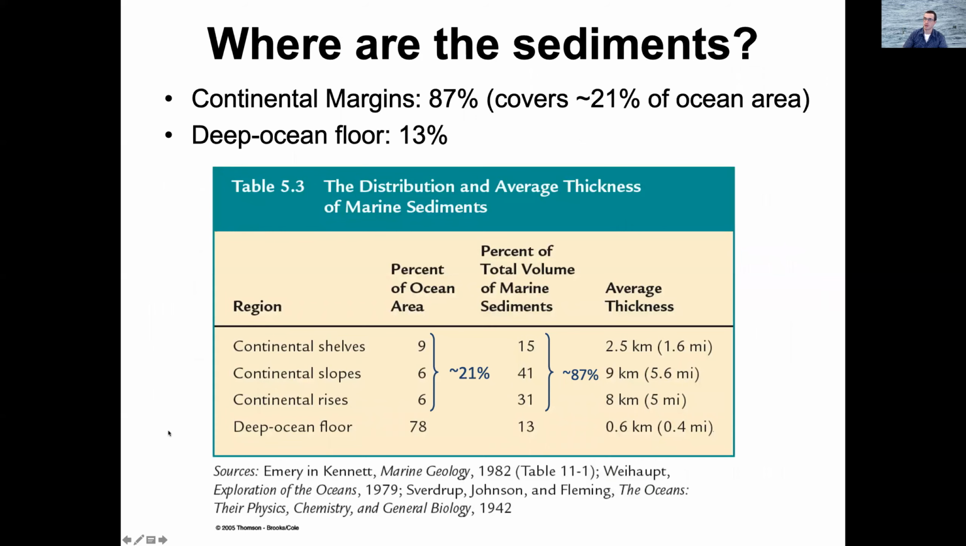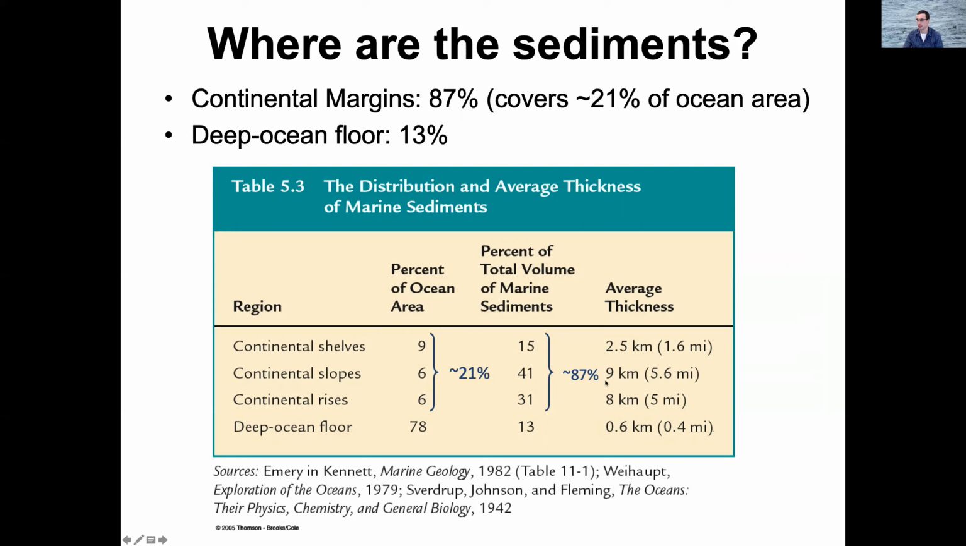So where are the sediments? The continental margins contain about 87% of the volume of marine sediments, despite the fact that they only occupy about 21% of the ocean area. So in this table, it says the distribution and average thickness of marine sediments. On the continental shelves, slopes, and rises, which comprise, as I said, 21%, about 87% of marine sediments, and you can get up to 9-kilometer thick sediments in these regions.